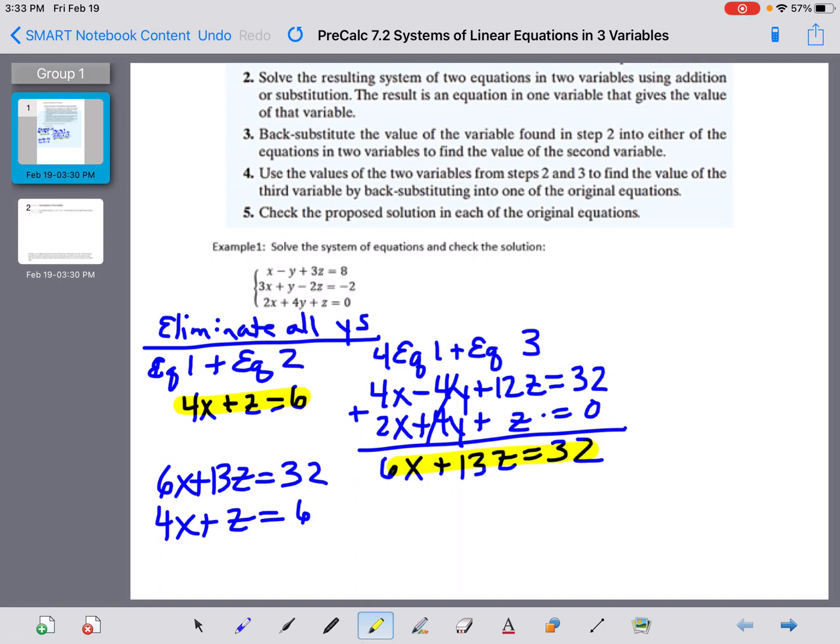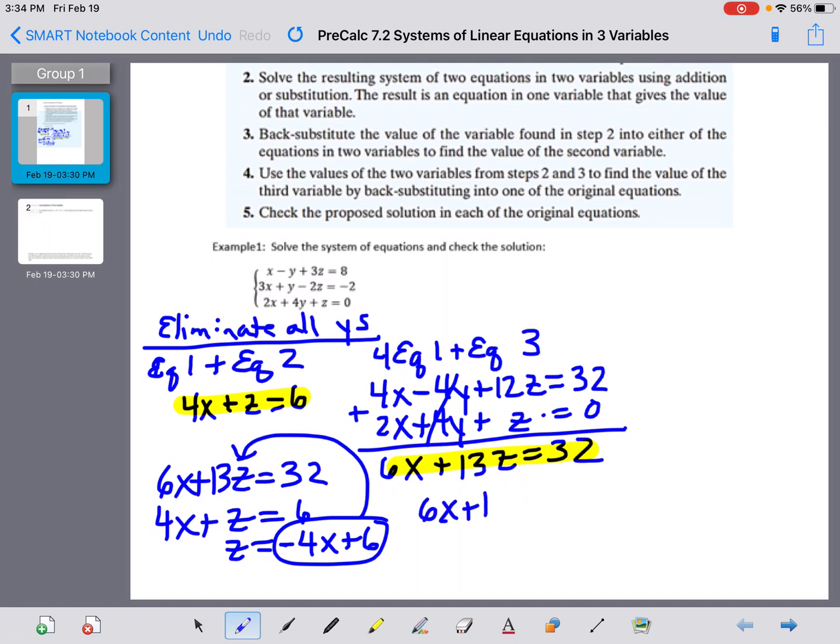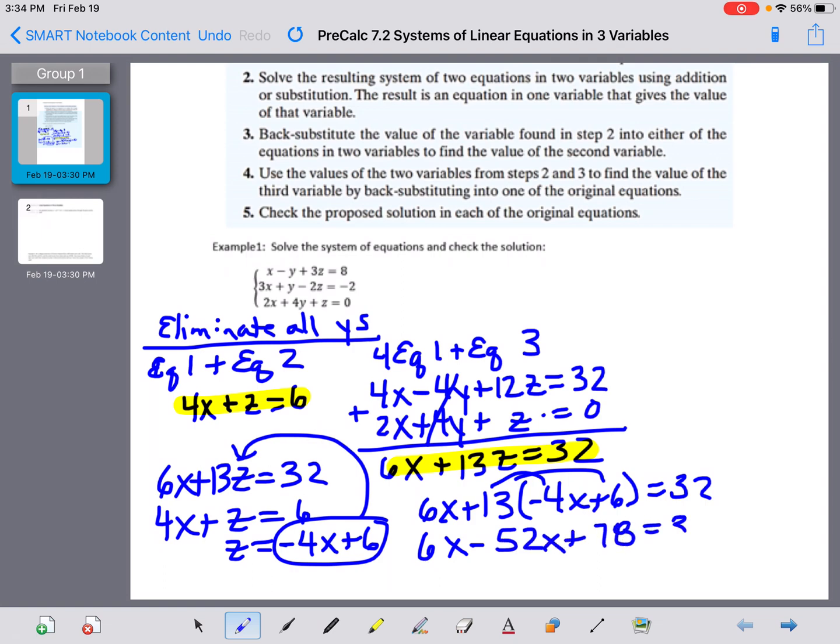Now I have a new system. I can either substitute or eliminate. My natural instinct is to always, you know what, I'm gonna substitute, even though I like to eliminate, because this z is so close to being by itself. I'm gonna make it negative 4x plus 6. And I'm gonna take this and replace it into this z. So that gives me 6x plus 13 times that expression, negative 4x plus 6 equals 32. Distributing, I get 6x minus 52x plus 78 equals 32.